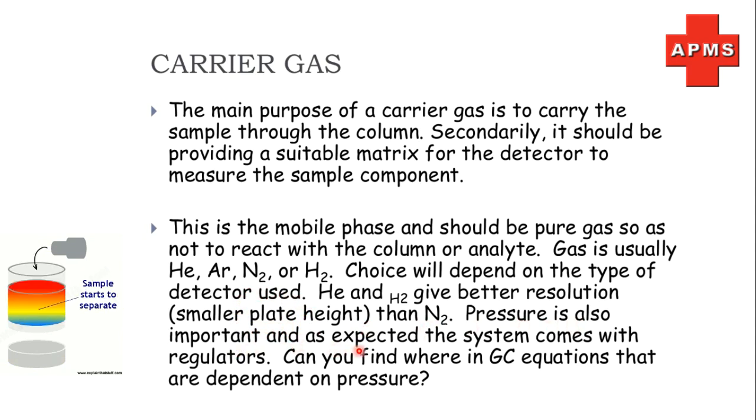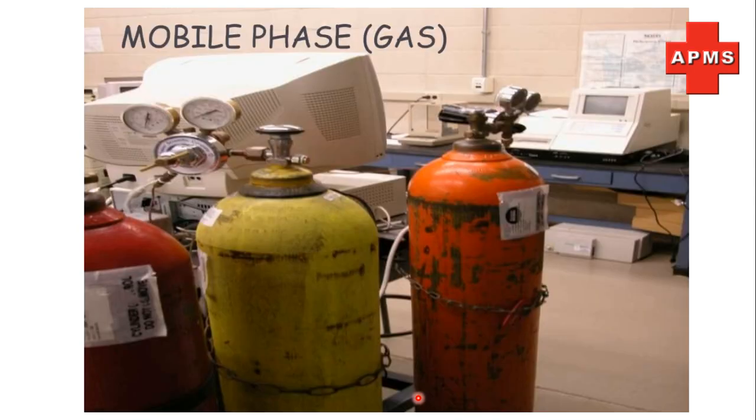Pressure is also important, and the system comes with regulators. We can increase or decrease the pressure using the flow regulators of the carrier gas. There are some GC equations that depend on the pressure, showing the pressure effect on separation in the column.